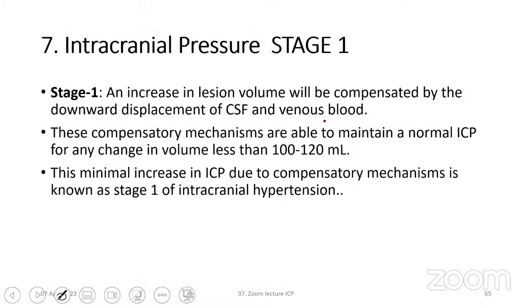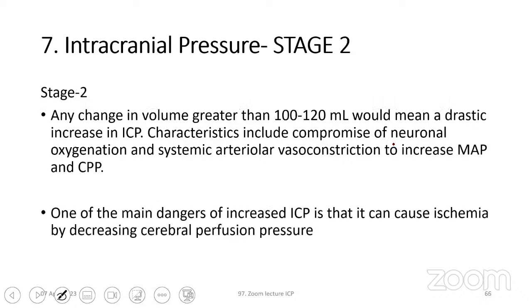Stage 1: an increase in lesion volume will be compensated by the downward displacement of CSF and venous blood. These compensatory mechanisms are able to maintain a normal ICP for any change in volume of less than 100 to 120 ml. This minimal increase in ICP due to compensatory mechanisms is known as stage 1 of intracranial hypertension. Stage 2: any change in volume greater than 100 to 120 ml would mean a drastic increase in ICP. These characteristics include compromise of neuronal oxygenation and systemic arterial vasoconstriction to increase the mean arterial pressure and cerebral perfusion pressure. One of the main dangers of increased ICP is that it can cause ischemia by decreasing CPP.